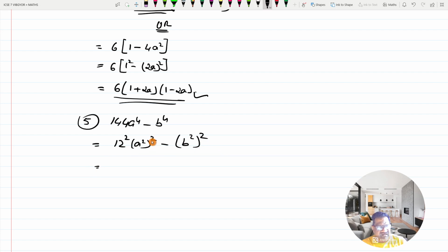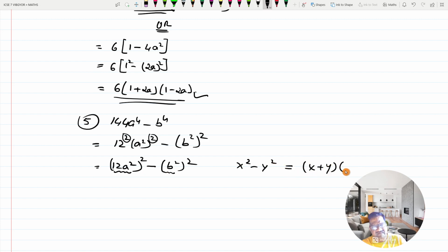Now this square and this square, I'm going to take over this bracket. Which one? This square and this square I'm going to take over here. So inside I can write 12a square minus b square, the whole square. Now what happens? This is my x, this is my y, and this is of the form x square minus y square, which I can write as x plus y times x minus y. So all I have to do is substitute the x and y values. So it is 12a square plus a b square times 12a square minus a b square.